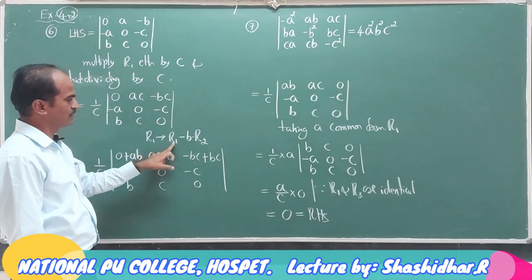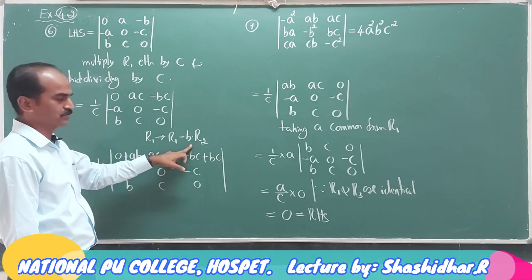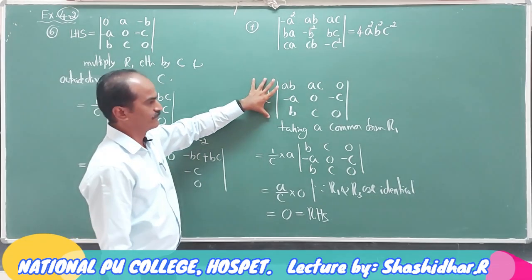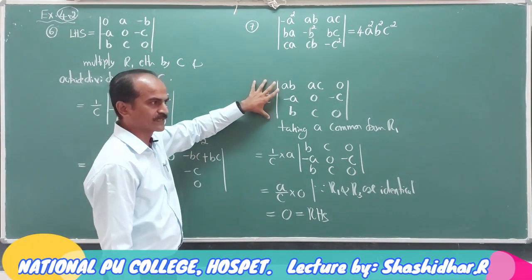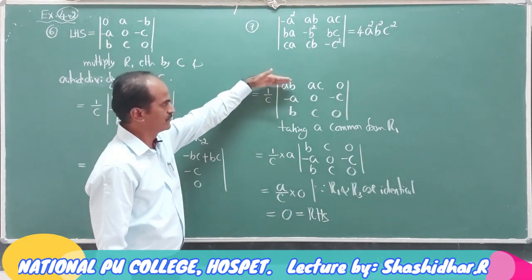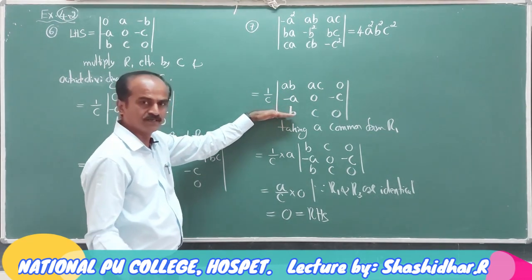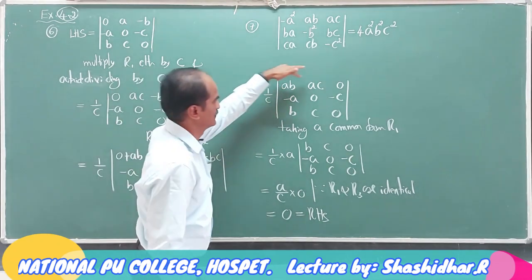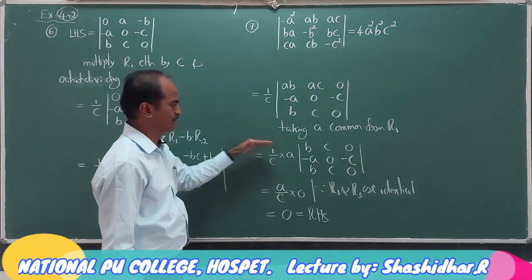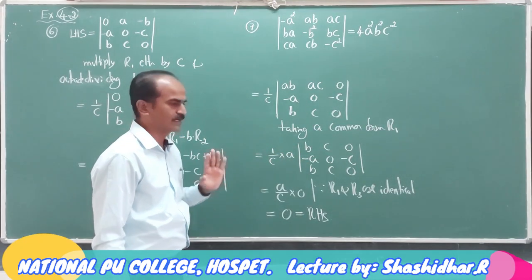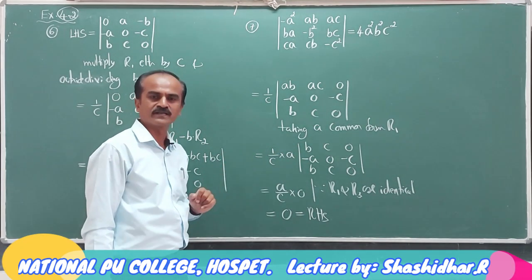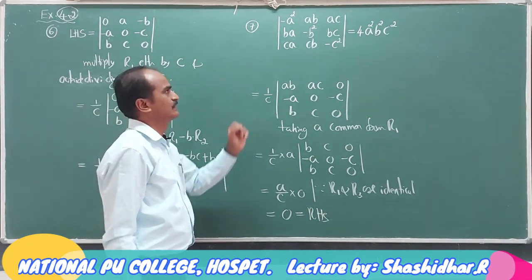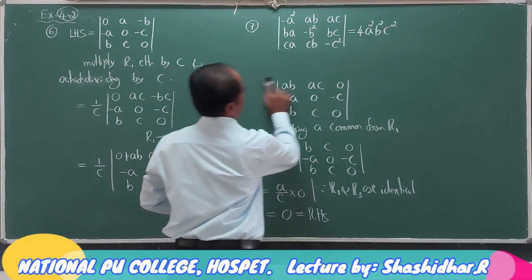R1 changes to R1 minus B times of R2. We obtain this. At this stage only I can write 0 because R1, R3 are proportional. Value will be 0. Otherwise, you take A common from the first row. Now we are able to see R1, R3 identical. Now also you can write value as 0. Now let us answer the 7th question.